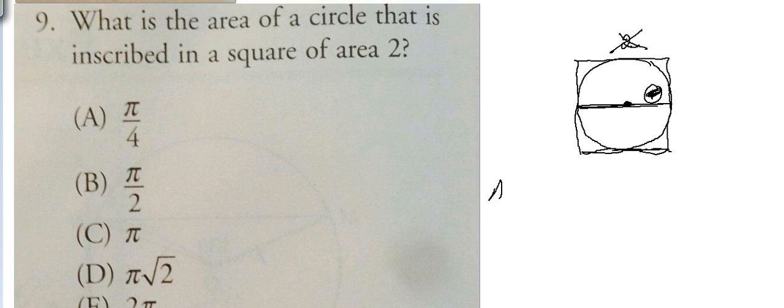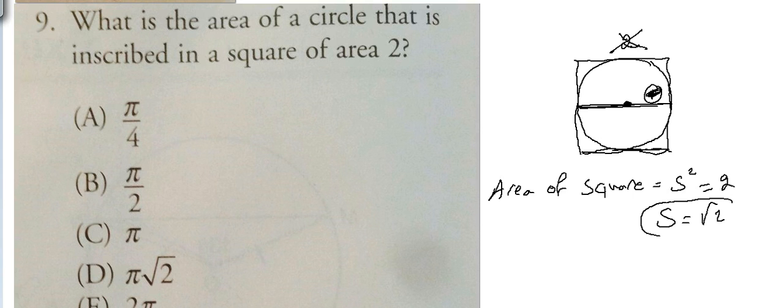Area of the square is equal to side squared, and it's given as 2. This means that each side of this square is equal to radical 2. So radical 2, radical 2, radical 2, and radical 2. If the side of the square is radical 2, what is the length of the radius of the circle? It's radical 2 divided by 2. It's half of the side of the square, right?